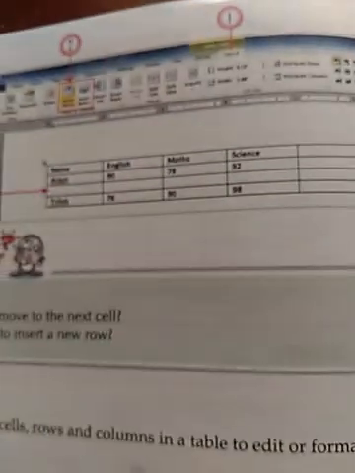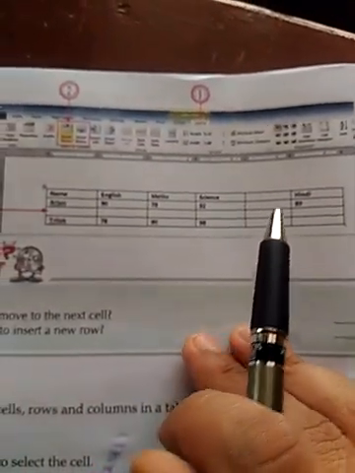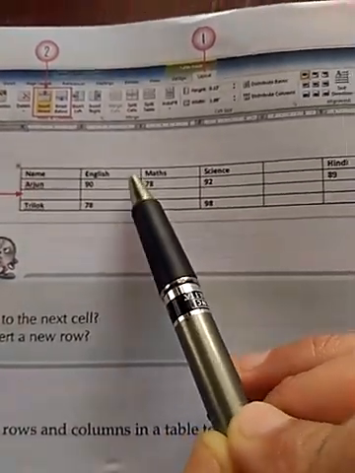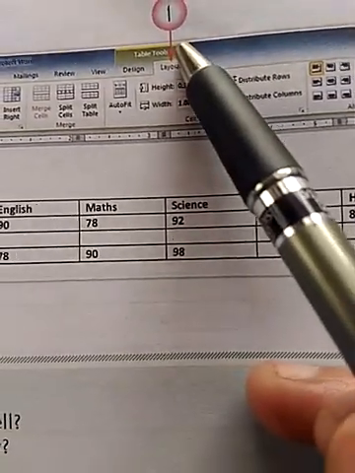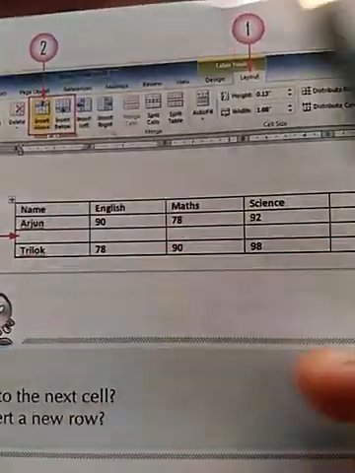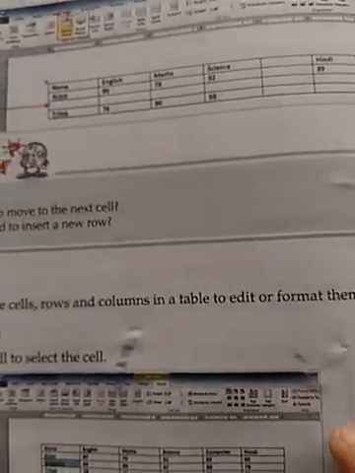Just look at this. Here, just select the row. After that, go to the Layout tab, and here you will find these two options. In this way, a new row can be inserted in the table.